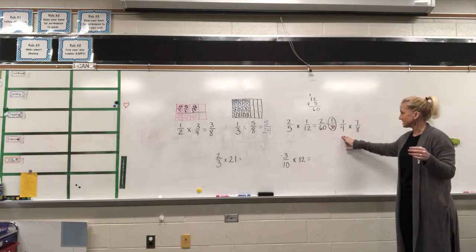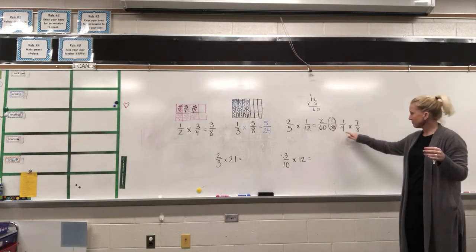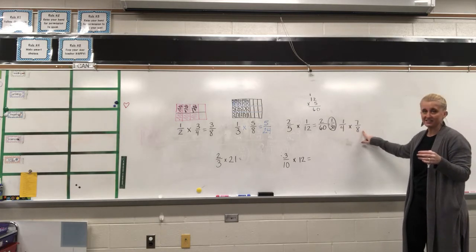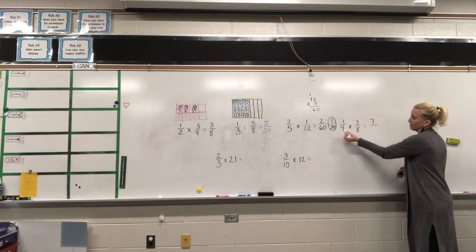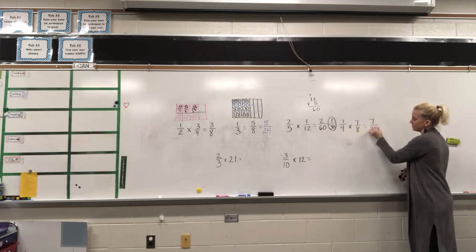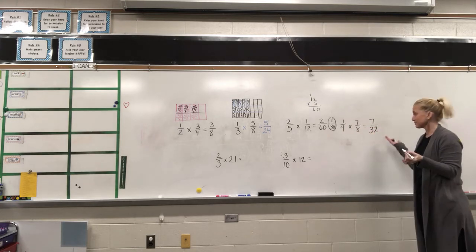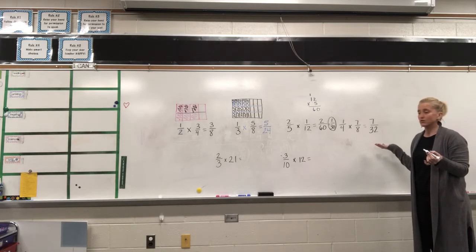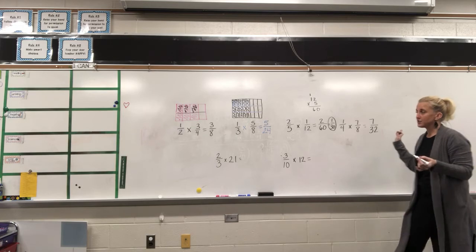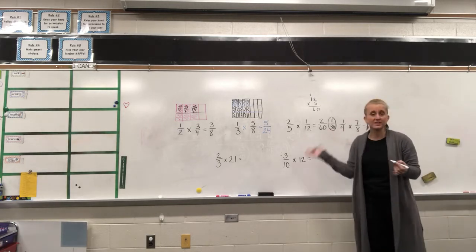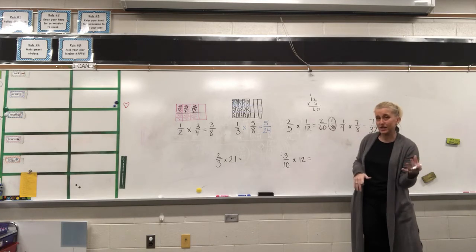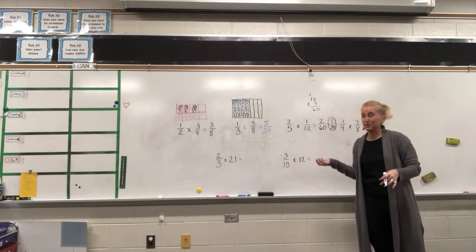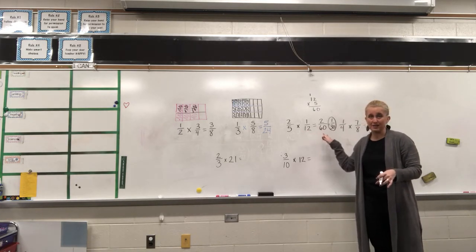Okay, lastly, I know it gets kind of smushed, 1/4 times 7/8. So again, 1 times 7 is 7, 4 times 8 is 32. And in this case, we can't simplify, so 7/32 is going to be your final answer. Now that's when we have 2 fractions, and we seem to be doing great with that. It's just one of those things we have to remember. Adding and subtracting need common denominators, but for multiplying, we don't need those common denominators.